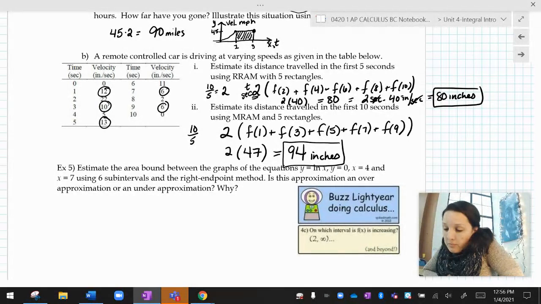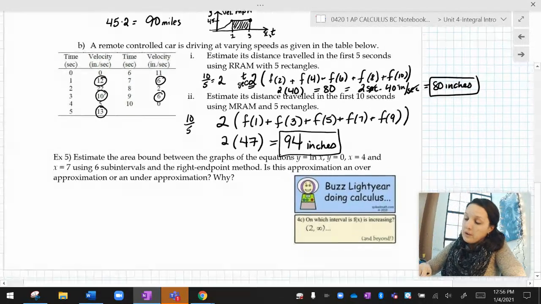Estimate the area bound between the graphs of the equations y equals ln x, y equals 0, x equals 4, and x equals 7 using 6 subintervals and the right endpoint method. Is this approximation an over or an under, and why?